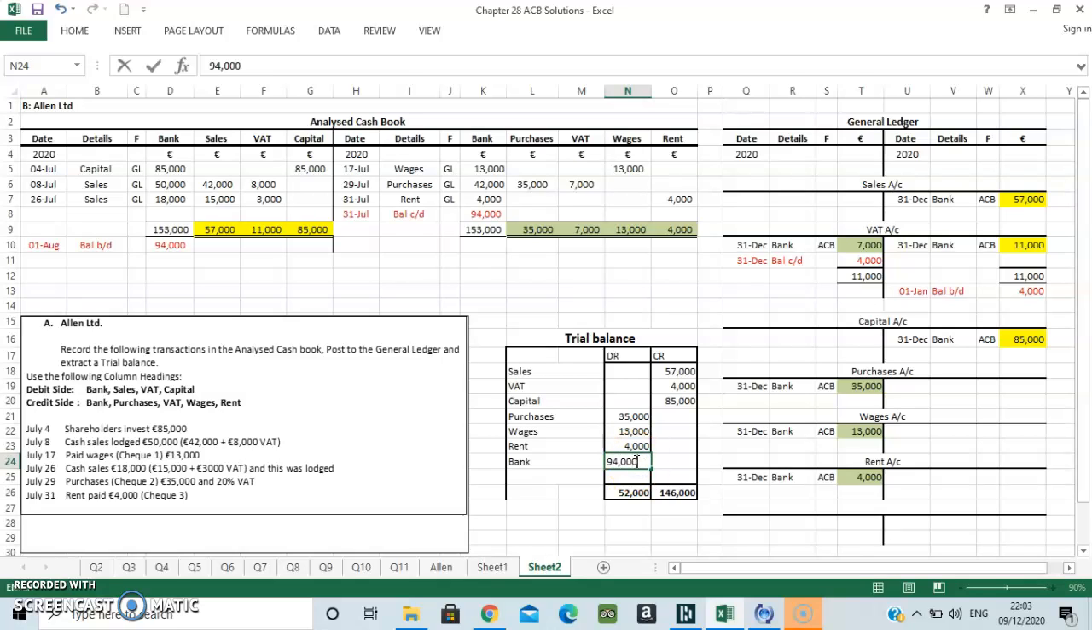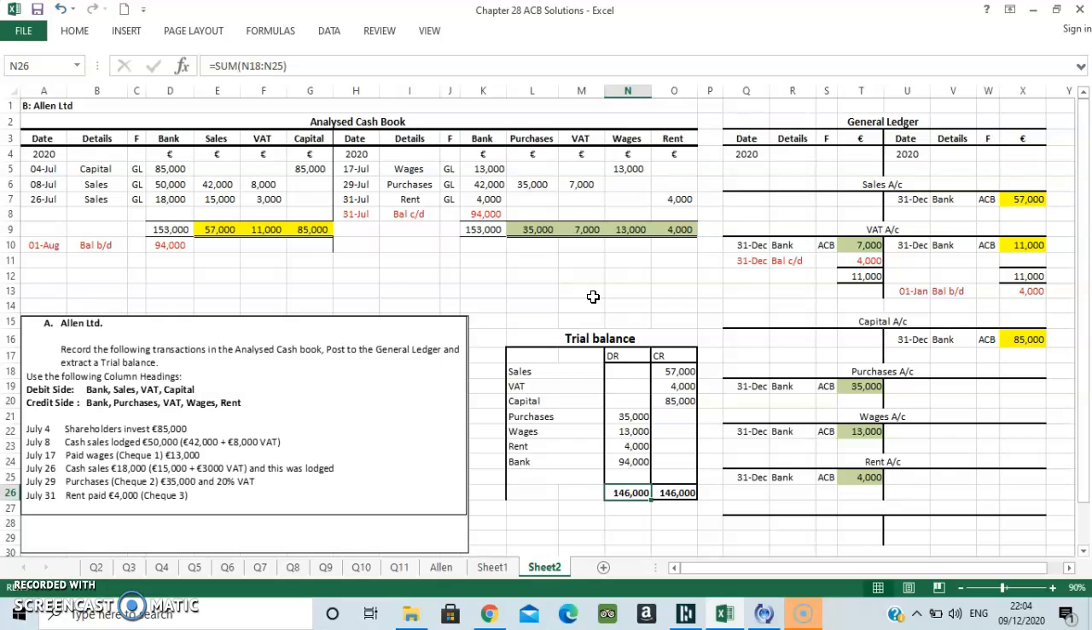Now, when you enter all of those, you get on your calculator and you add up both columns. Of course, Microsoft Excel did it for me here. And when these two match, 146 and 146, well, then you can be pretty confident that you have done your double entry bookkeeping correct. This is the cross check, which proves that we have double entered everything from the analyzed cash book to the ledger. Debits equaling credits, credits equaling debits.